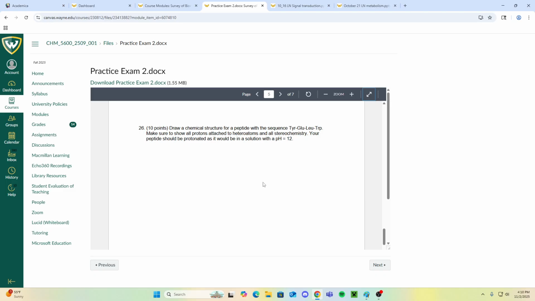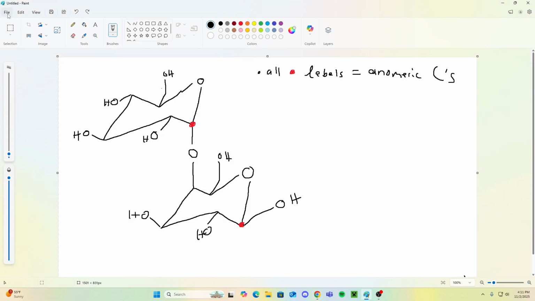Draw a chemical structure for a peptide with the sequence tyrosine, glutamic acid, leucine, and tryptophan. Ooh, interesting one. Okay. File. New. Don't save.